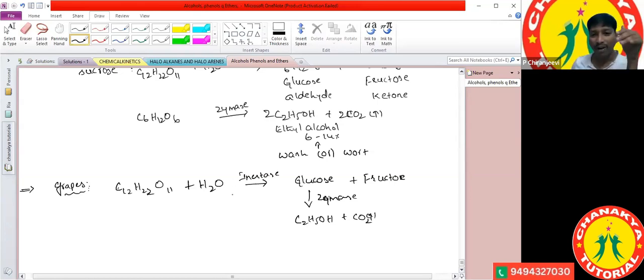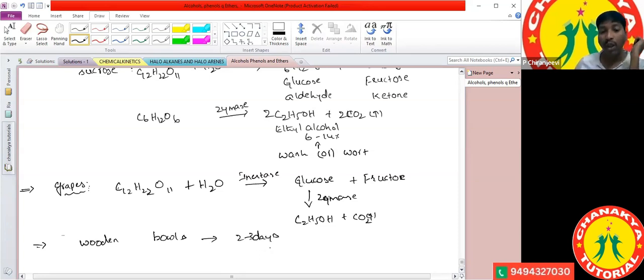Now, the sucrose that is there in grape juice and molasses, where do they keep it? They store it in big wooden bowls. How many days are they stored? 2 to 3 days they are stored in wooden bowls.